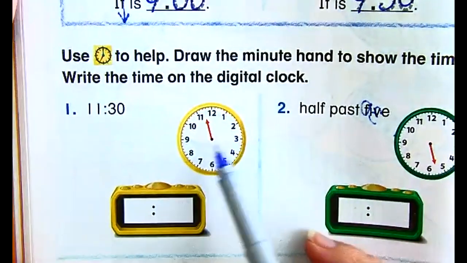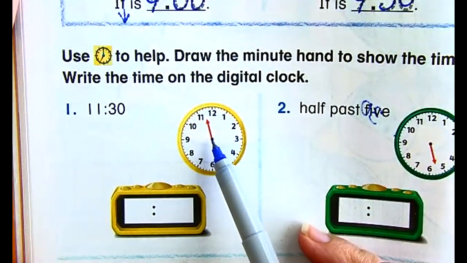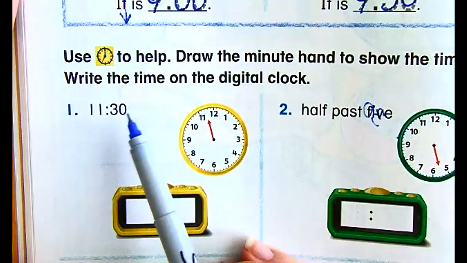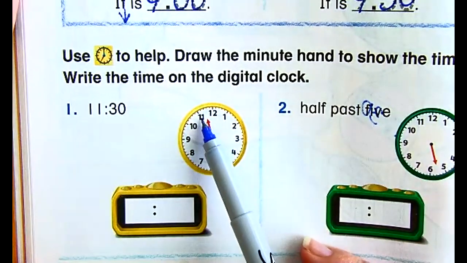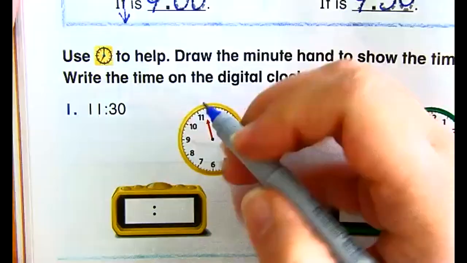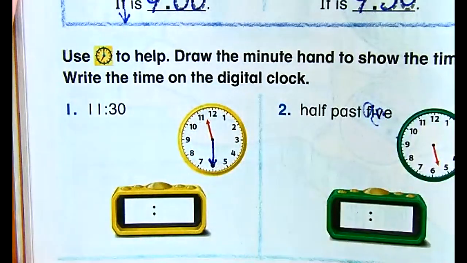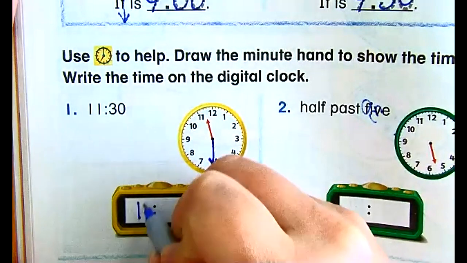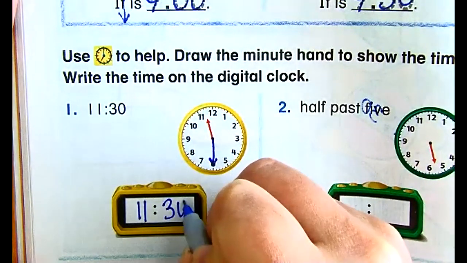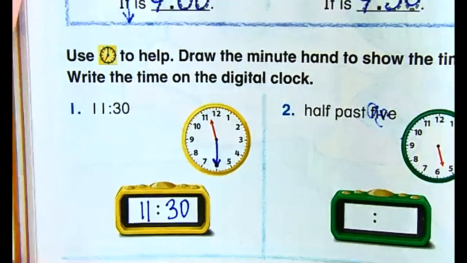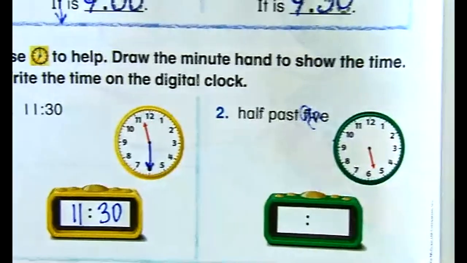In our math book, they have already given us the place of the hour hand. All we need to do is draw the minute hand. So 11:30, my hour hand is after the 11, before the 12. My minute hand is going to be on the 6. And this shows 11:30. Let's move on to number 2.